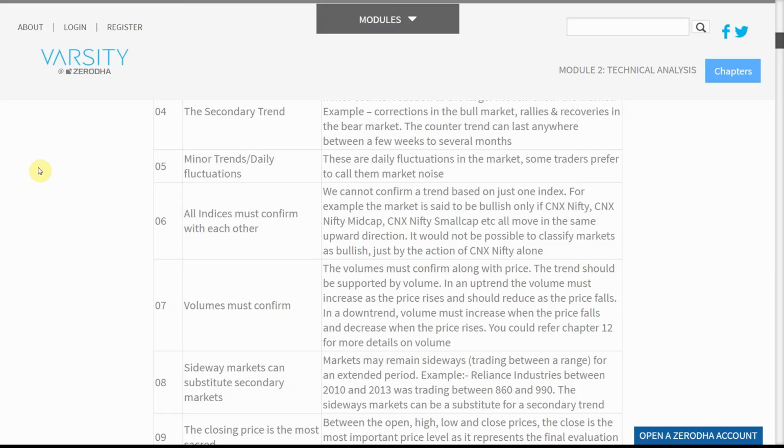07. Volumes must confirm. The volumes must confirm along with price. The trend should be supported by volume. In an uptrend, the volume must increase as the price rises and should reduce as the price falls. In a downtrend, volume must increase when the price falls and decrease when the price rises. You could refer to Chapter 12 for more details on volume.